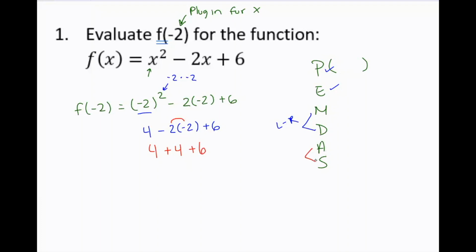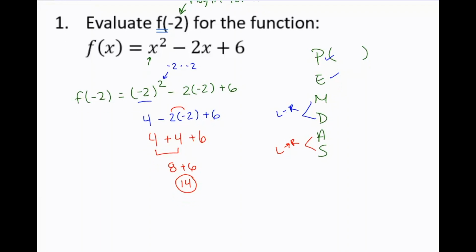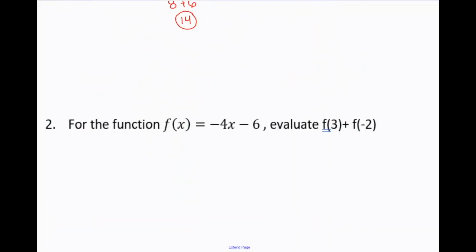And then we have addition and subtraction. Again, we go from left to right. 4 plus 4 is 8. 8 plus 6 is going to give me 14. And that is our answer. That's it for the first one. You're just plugging in for x. All right. Let's go to the second one.